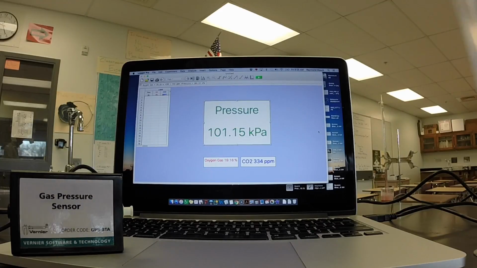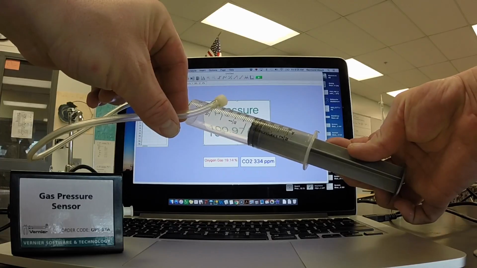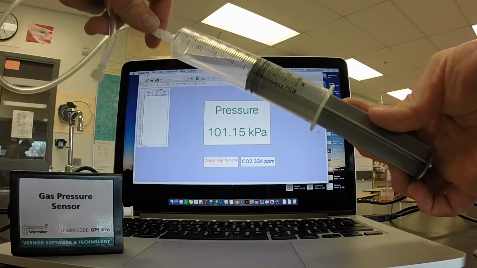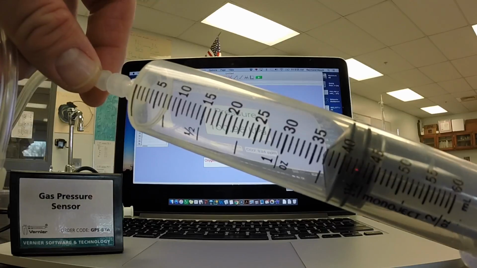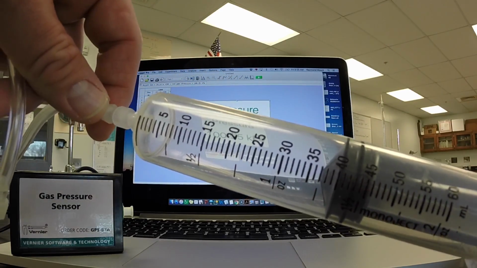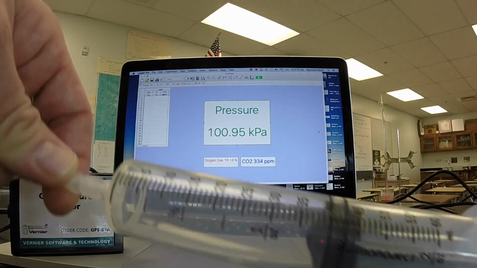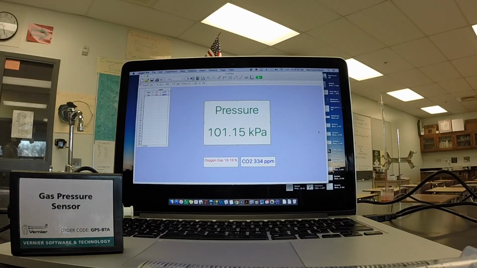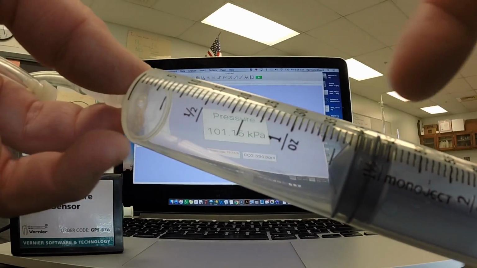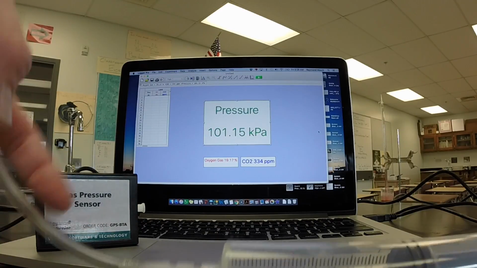What I'm going to do here is attach this syringe to the pressure sensor, and you might be able to see here that there's about 40 milliliters of gas in the syringe. I'm going to compress that down to 20 milliliters, and we're going to use that as our volume. We'll read the pressure at 20 milliliters and use this information to figure out ultimately how many moles of gas are being trapped in this syringe. So again, we're going to do an ideal gas law problem using some real data. So let's take a look here.